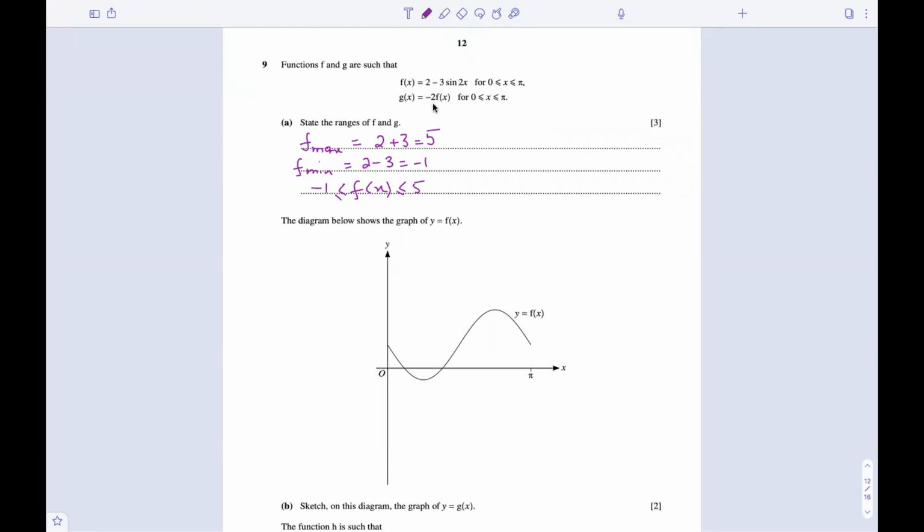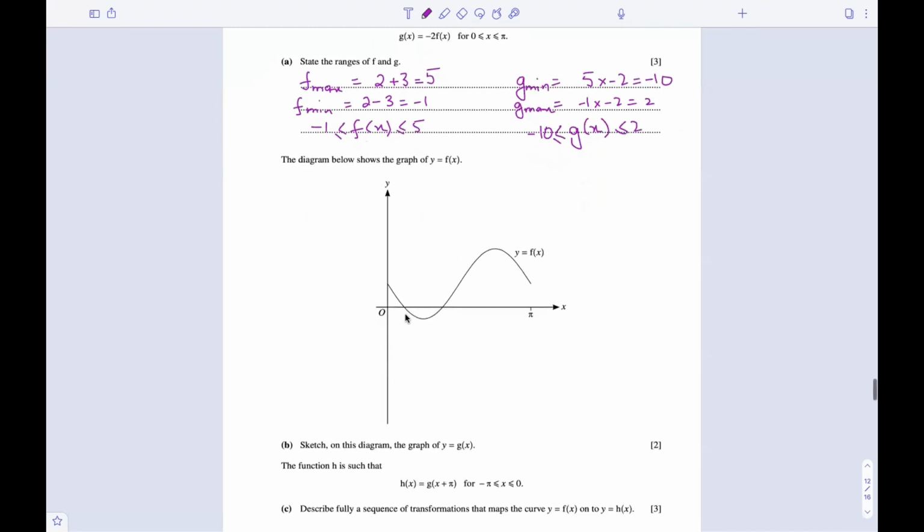As g of x is minus 2 times f of x, for g we'll multiply the 5 by minus 2, which will become minus 10. And we'll multiply the minus 1 by minus 2, which will become positive 2. So this will become the minimum value and this will become the maximum value. So we can write g of x is less than or equal to 2 and greater than or equal to minus 10.